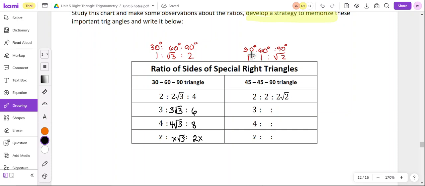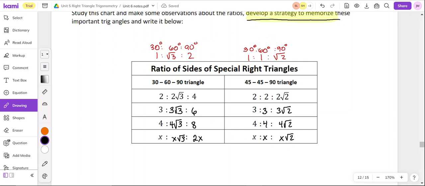All right, so now, once again, when the legs are reduced to 1, 1, 1, if this is 2, then the other leg has to be 2, and then 2 times that is 2 radical 2. If one leg is 3, the other one is 3, so the hypotenuse is 3 radical 2. 4, 4, 4 radical 2. X, X, X radical 2.